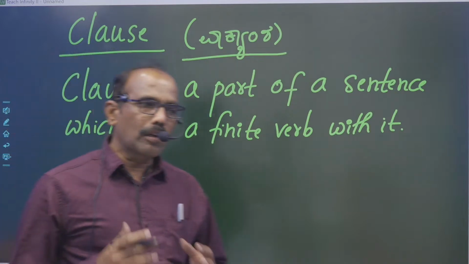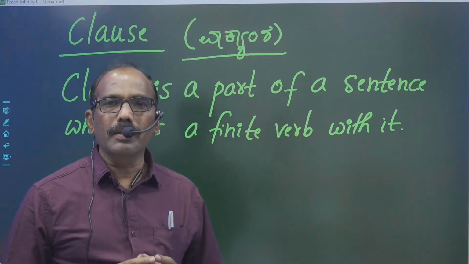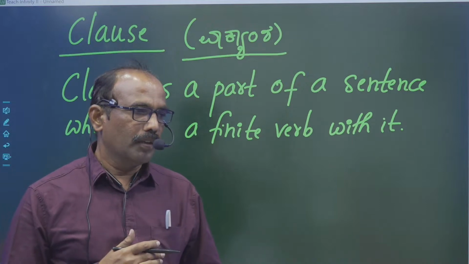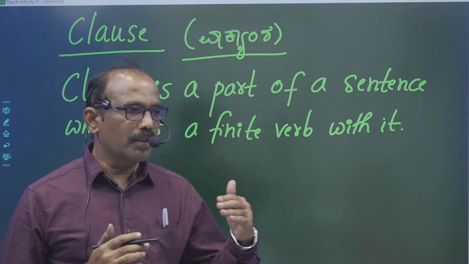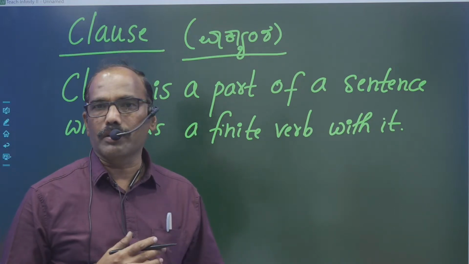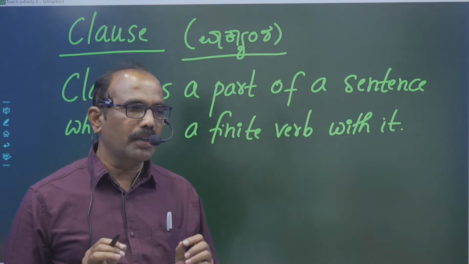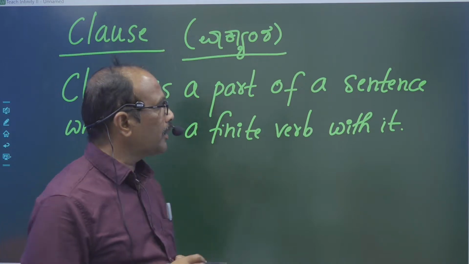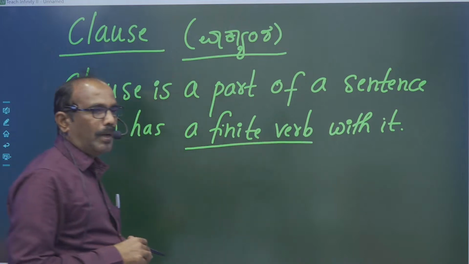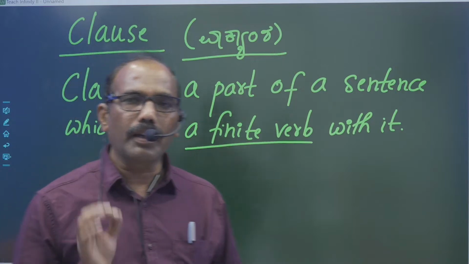So what makes a clause actually? That is very important. Sometimes a part of a sentence is there, but that cannot be considered as a clause. What makes a part of a sentence a clause is a finite verb. The presence of a finite verb makes a part of a sentence a clause. It means there must be a finite verb with it.